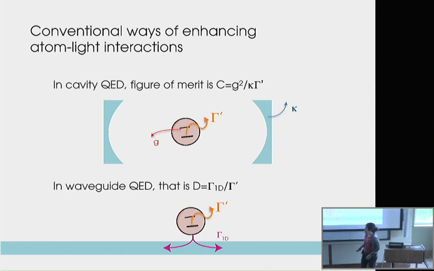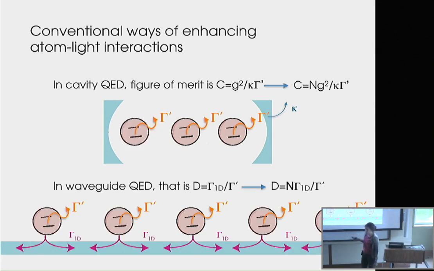And once you have built your cavity or your waveguide, there's nothing that you can do to improve these figures of merit except putting more atoms. And traditionally, what this means is that now our figures of merit are multiplied by the atom number.